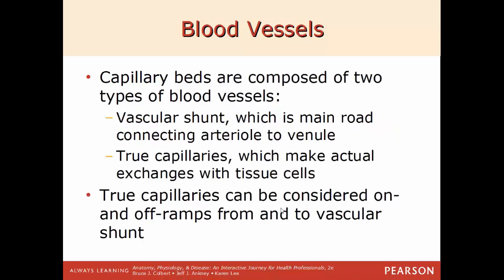The capillary beds are composed of two different types of blood vessels. You have the vascular shunt, which is the main road connecting arteriole to venule. Then you have what are called the true capillaries. These are what will make up actual exchanges within tissue cells. True capillaries are considered the on and off ramps going to and from the vascular shunts.